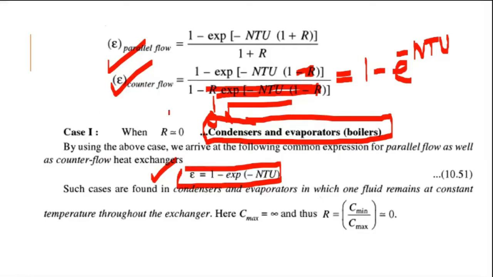Similar thing we saw in case of LMTD analysis as well. For both the cases we were getting the same logarithmic mean temperature difference. In case of parallel flow and counter flow, the LMTD value was the same for condensers and evaporators. So you could use either parallel flow or you could use counter flow.